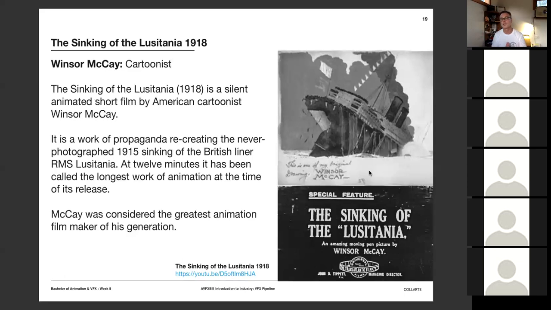Again, please go and watch this, because stylistically it's really interesting, but it also has some drawn visual effects. And when you see the people jumping off the boat and the explosions, it's actually quite emotive even now. To think about that at the time would have been quite emotional. So I'd love to know what you guys think of that. I love this thing here, the sinking of the Lusitania, an amazing moving pen picture by Winsor McKay. Universal Films, Universal Pictures.